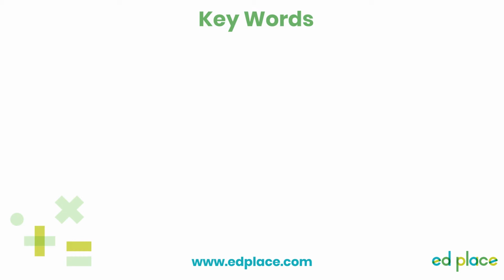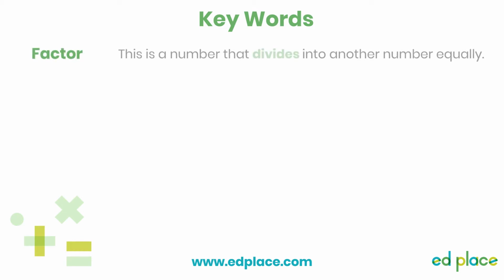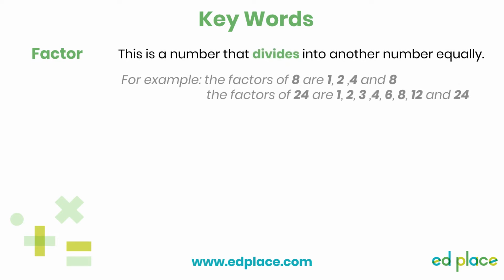One of the most important things in maths is to understand keywords. These often give us a clue on how to answer a question. So for example, factor. We know that this is a number that divides into another number equally. From the examples we can see the factors of 8 are 1, 2, 4 and 8, and the factors of 24 are 1, 2, 3, 4, 6, 8, 12 and 24.